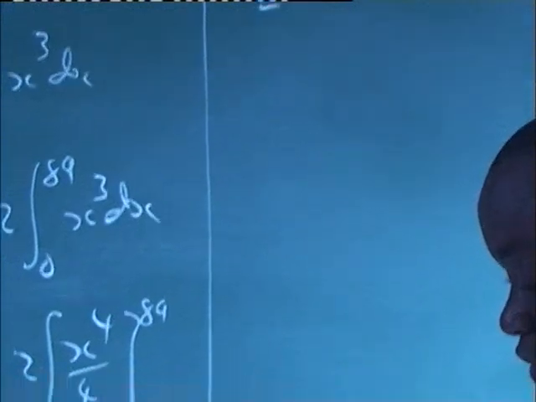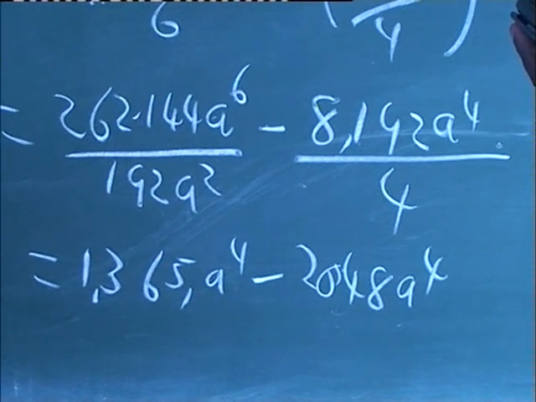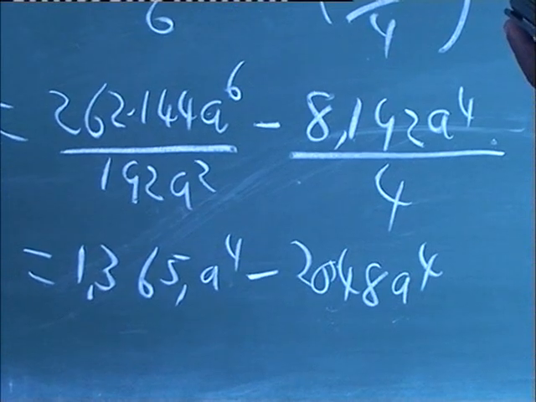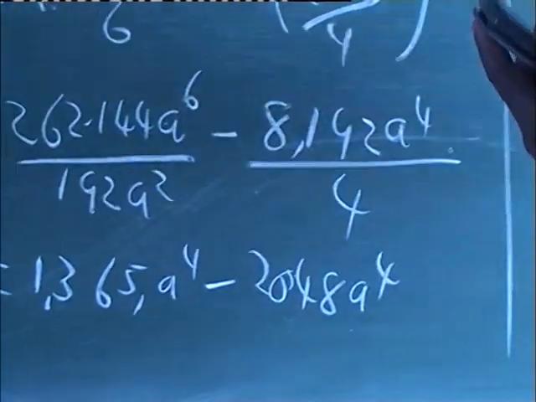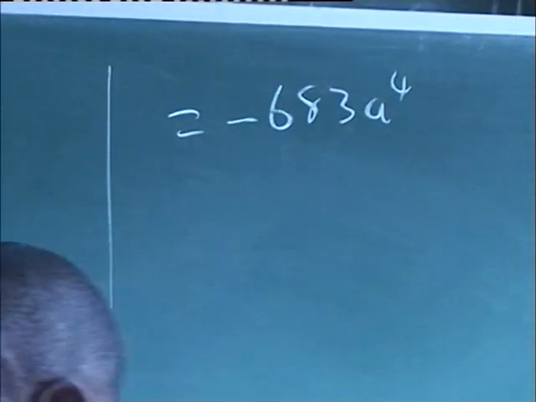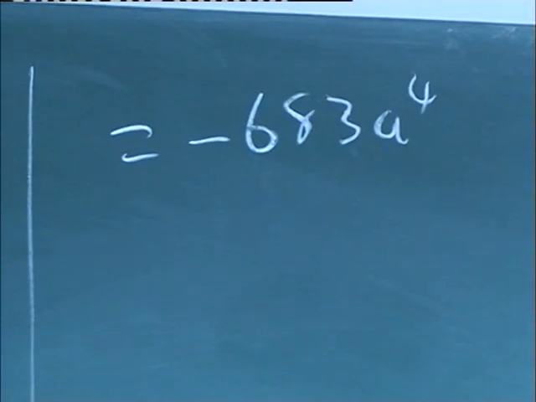So we have 1365 minus 2048. We have minus 683 a raised to the power 4. So that is how we can evaluate it.